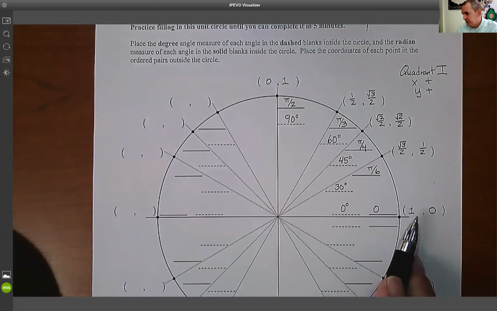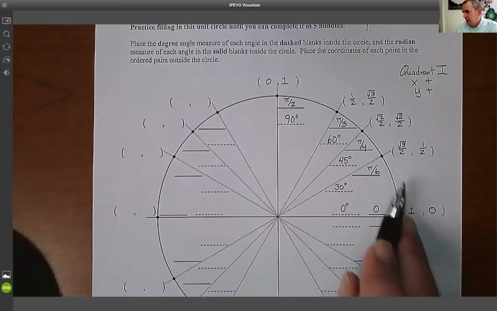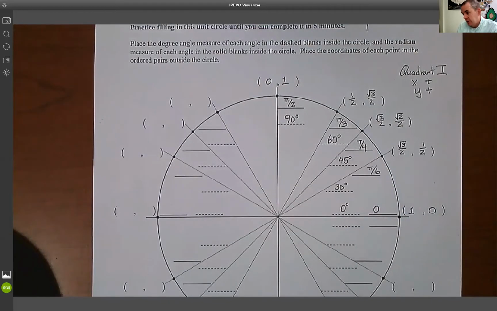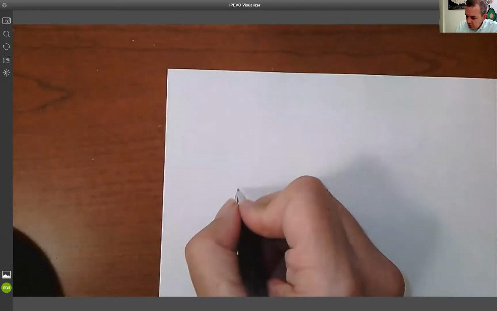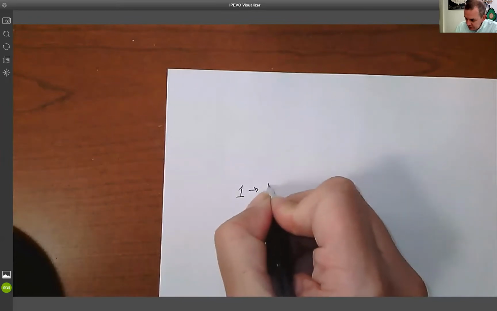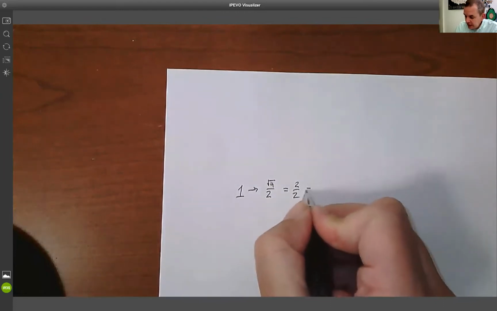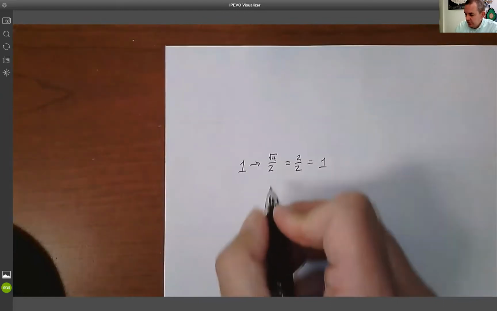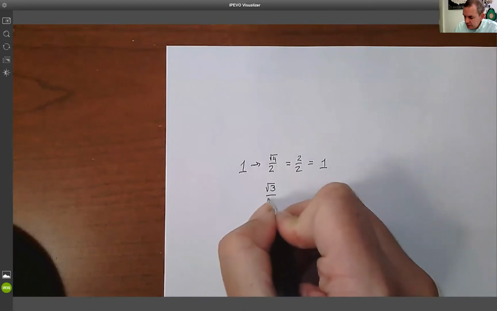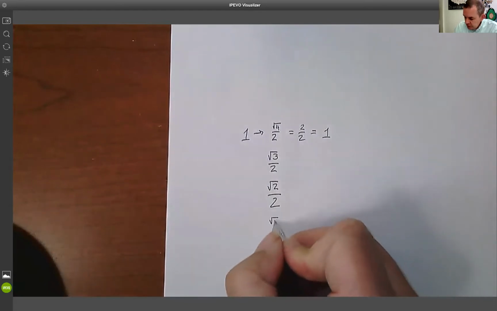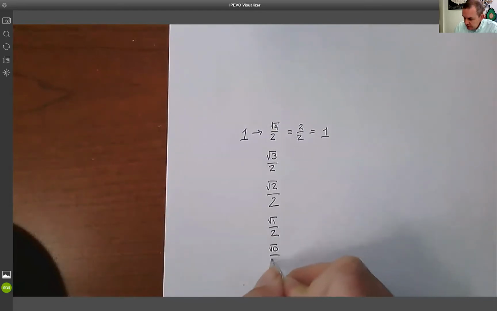And if you actually look at this, the way the numbers go is, if you think about it, 1, then root 3 over 2, root 2 over 2, 1/2. The way I always learned it, and I don't know if this will help or not, is if you think about it, and I'll put it on the back, 1 is the same thing as the square root of 4 over 2, because the square root of 4 over 2 is 2 over 2, and 2 over 2 is 1. So it goes from root 4 over 2 to root 3 over 2 to root 2 over 2 to root 1 over 2 to root 0 over 2.